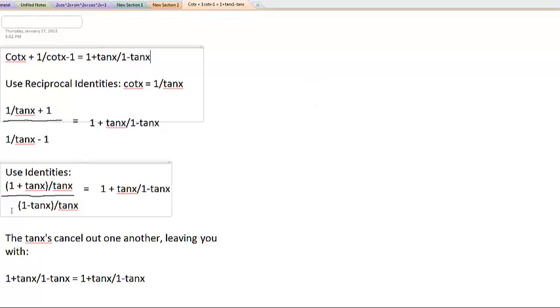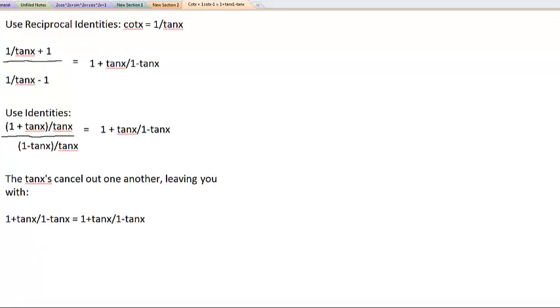You then use the reciprocal identity to have 1 plus tangent x over tangent x, all divided by 1 minus tangent x over tangent x, equals 1 plus tangent x divided by 1 minus tangent x. The tangent x cancel out one another, leaving you with 1 plus tangent x divided by 1 minus tangent x is equal to 1 plus tangent x divided by 1 minus tangent x.